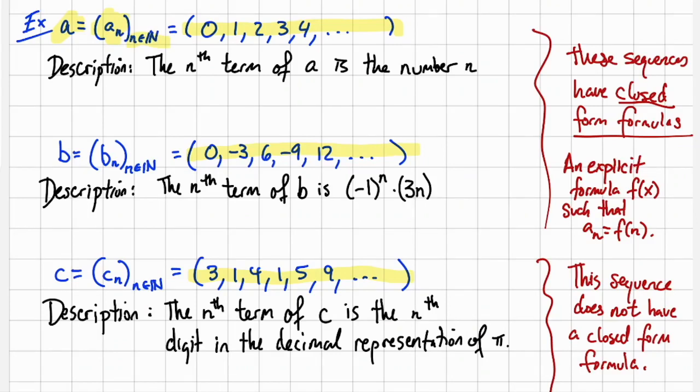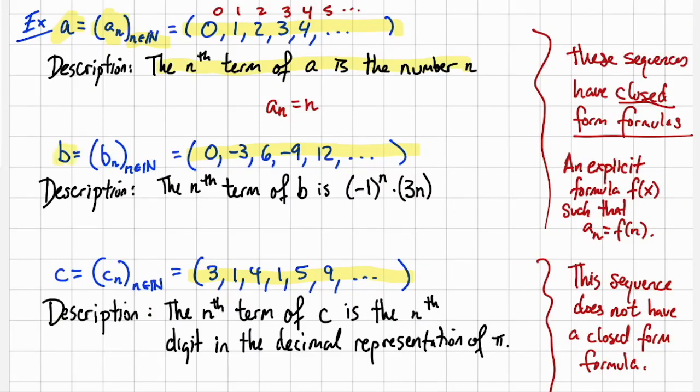One way to describe A is that the nth term of A is the number n. Term 0 is 0, term 1 is 1, term 2 is 2, term 3 is 3, etc. And so we could write A sub n is equal to n in order to encapsulate the essence of this sequence. Let's look at this second sequence.